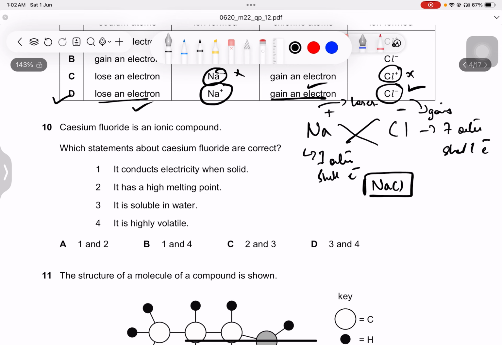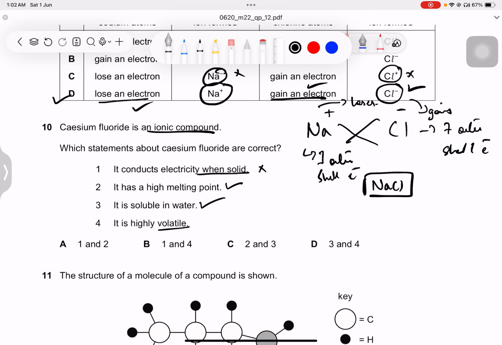Cesium fluoride is an ionic compound. Which statements about cesium fluoride are correct? It conducts electricity when solid. No, it does not have mobile ions or electrons in the solid state. It only conducts electricity in the aqueous or molten state. It has a high melting point. True. It is soluble in water. Yes. It is highly volatile.